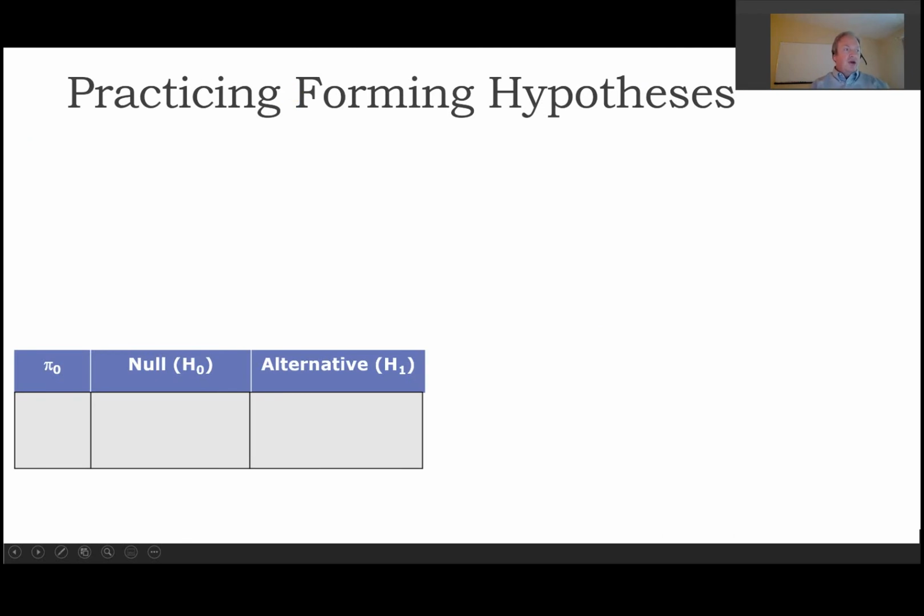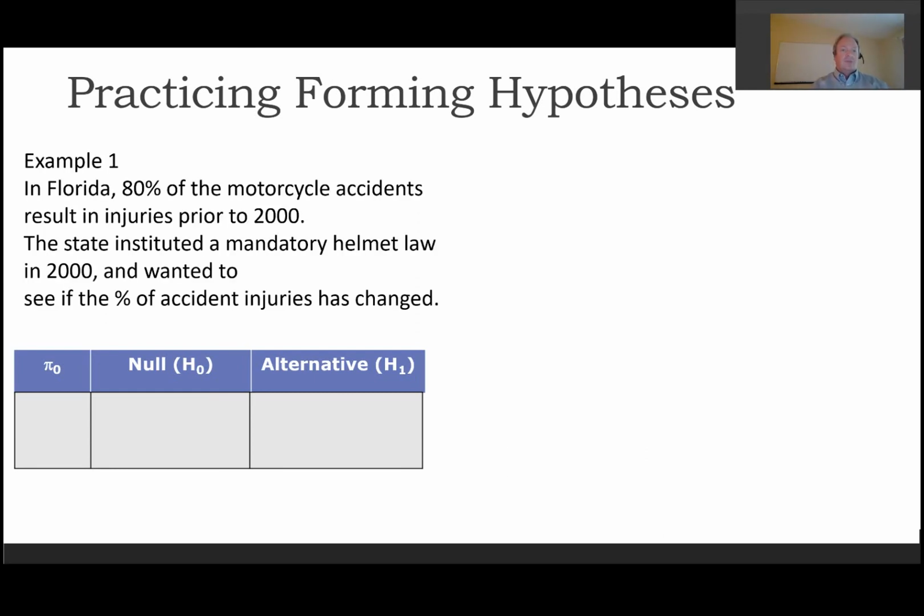So let's go ahead and do a sample problem just so we get some practice in learning how to form hypotheses. We talked about this motorcycle scenario before. In Florida, 80% of the motorcycle accidents resulted in injuries prior to 2000. The state instituted a mandatory helmet law in 2000 and wanted to see if the percentage of accident injuries has changed.